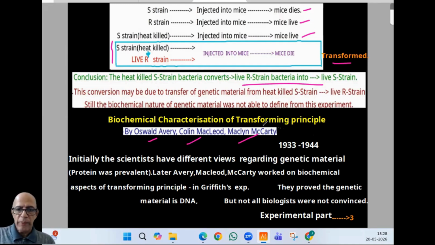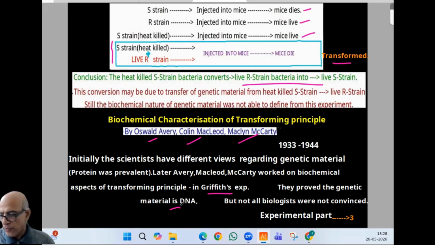Later, Avery, MacLeod, McCarty worked on biochemical aspects of the transforming principle connected with the Griffith experiment. And they proved that the genetic material is DNA. But not all biologists were convinced. So some biologists were convinced, but some other biologists were not convinced. I think the idea is clear. Some believed it, some did not accept it.